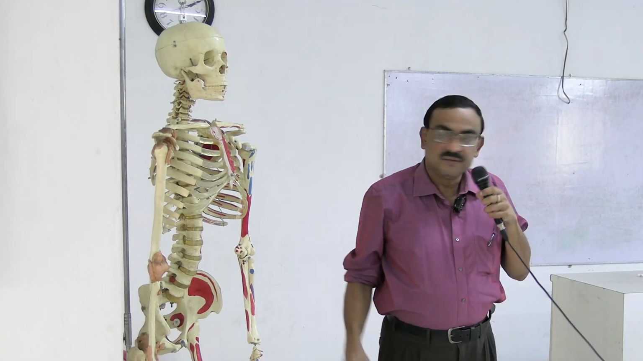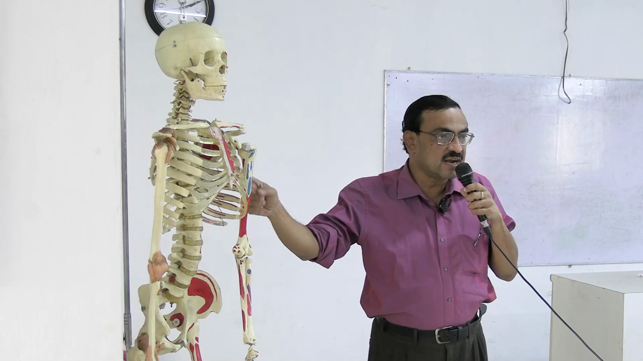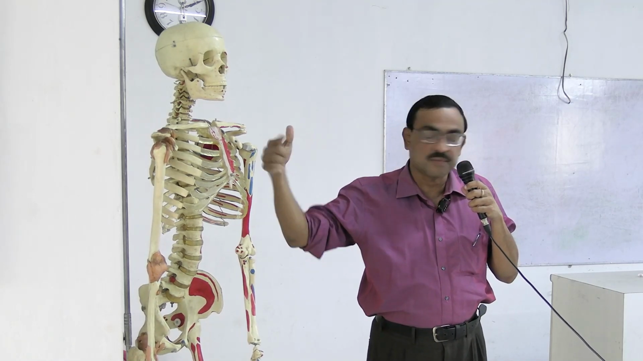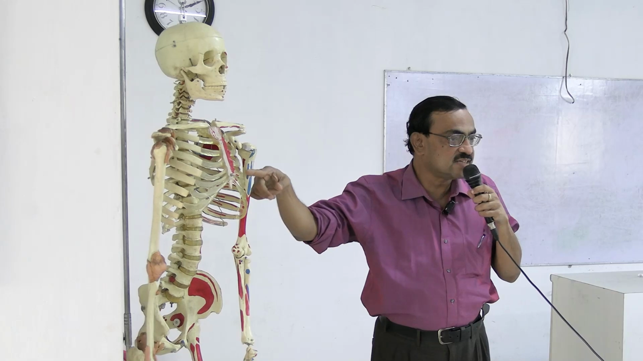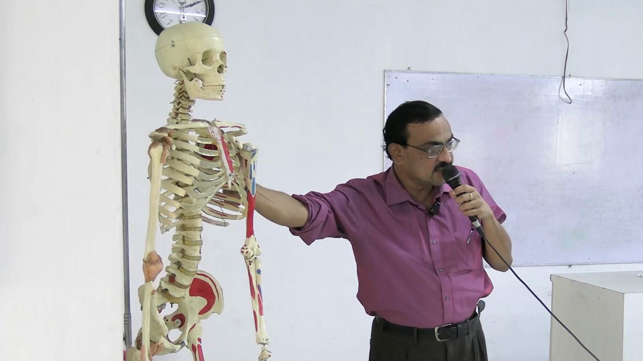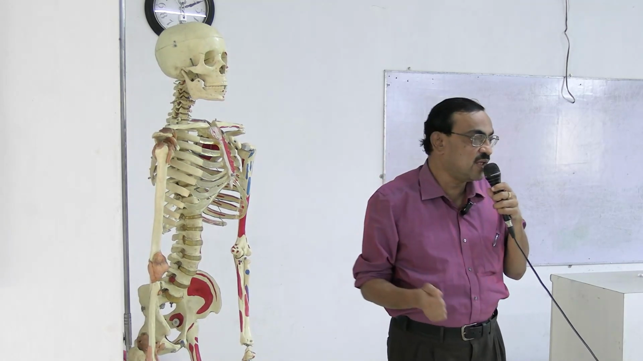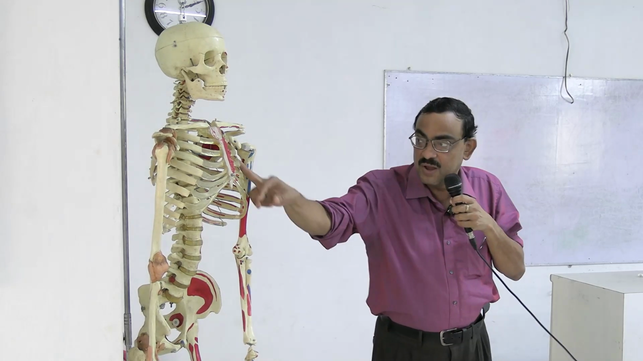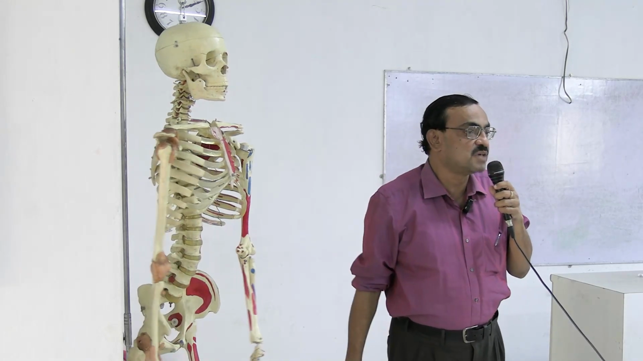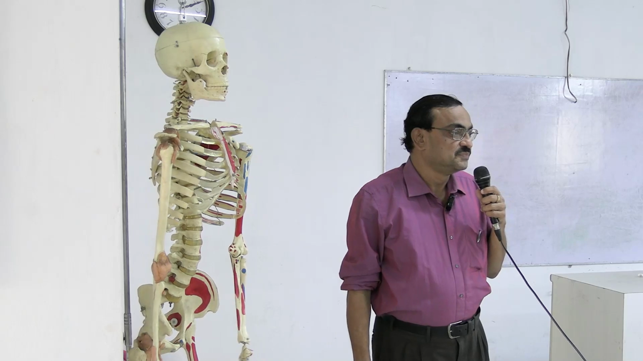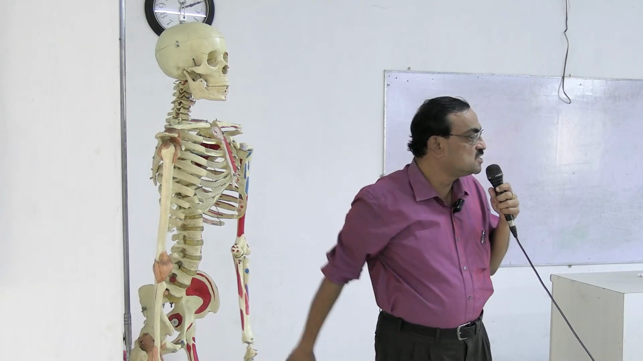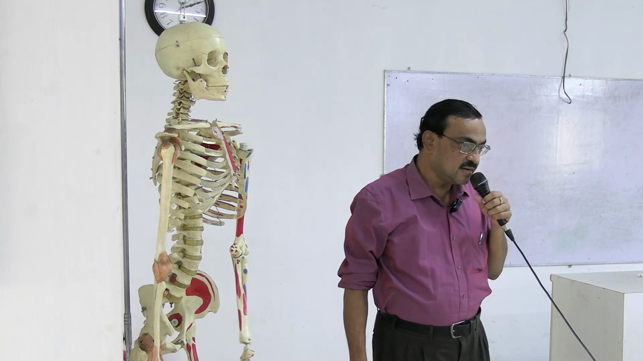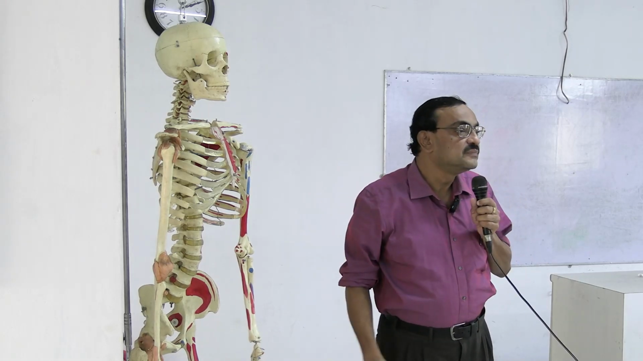From the third part, one is the anterior circumflex humeral, one is the posterior circumflex humeral, and the third one is the subscapular artery over the subscapularis muscle. So we will get all these branches of the axillary artery in the axilla.